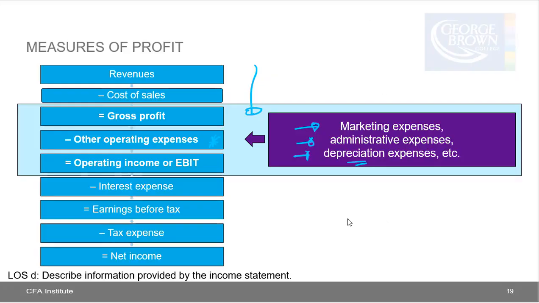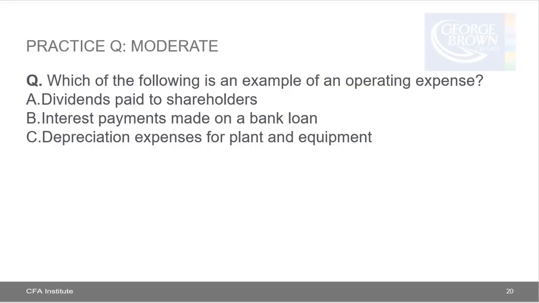So that's a little summary of the other operating expenses: marketing expense, administrative expense, and depreciation expense. To boost your confidence, I just want to show you a practice question from the learning ecosystem, and this is at the moderate level, and you're going to see that it's not too difficult. The accounting questions in the ecosystem are not too difficult. Don't be scared of the accounting, folks.